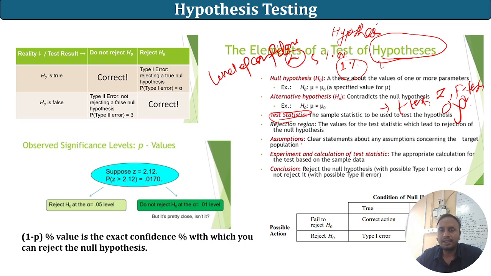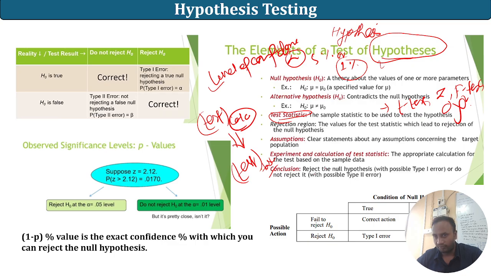Then the assumptions: a clear statement about any assumption concerning the target population. We have to see what the actual target population is. Then the experiment and calculation of the test statistic. We do the calculation, then check the calculated statistic against the table based upon the level of significance and the degree of freedom. Then we state the conclusion, whether we are going to reject the null hypothesis or not.